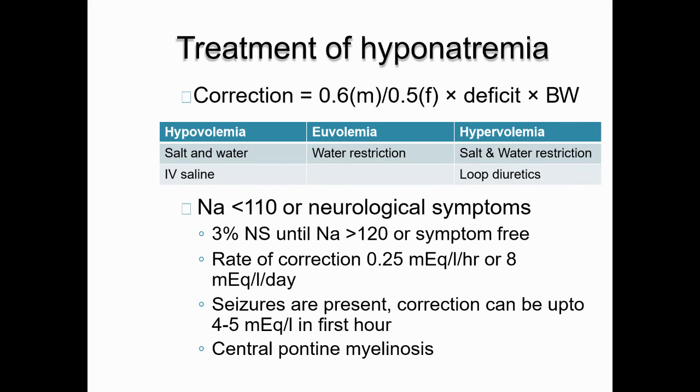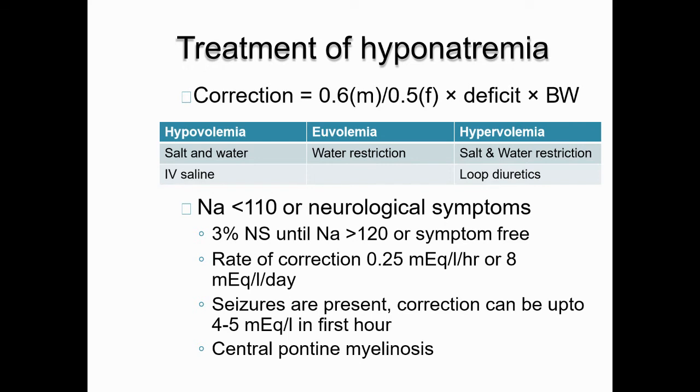And then you will be going for hypovolemia. What is hypovolemia? It is a decreased volume, with a decreased level of sodium in the blood. For euvolemia, water restriction; and for hypervolemia, salt and water restriction, and then through IV saline they'll be going for loop diuretics.